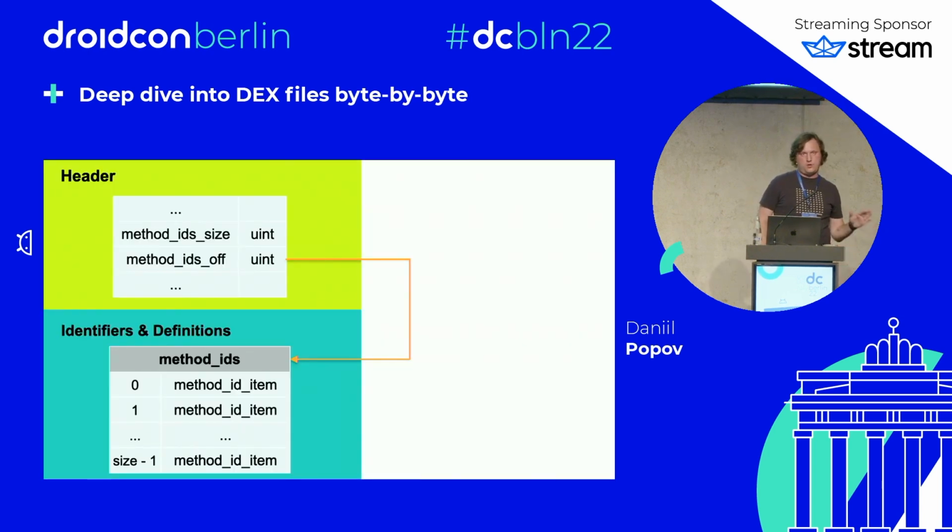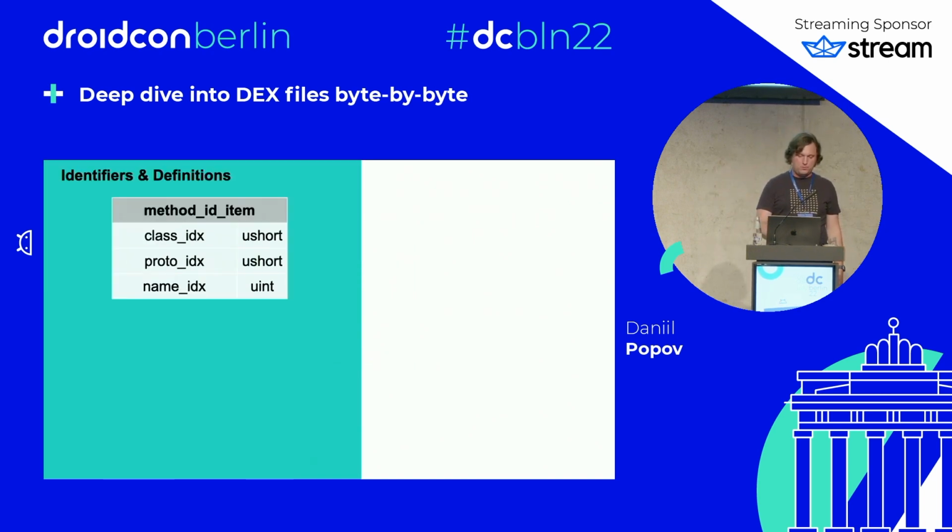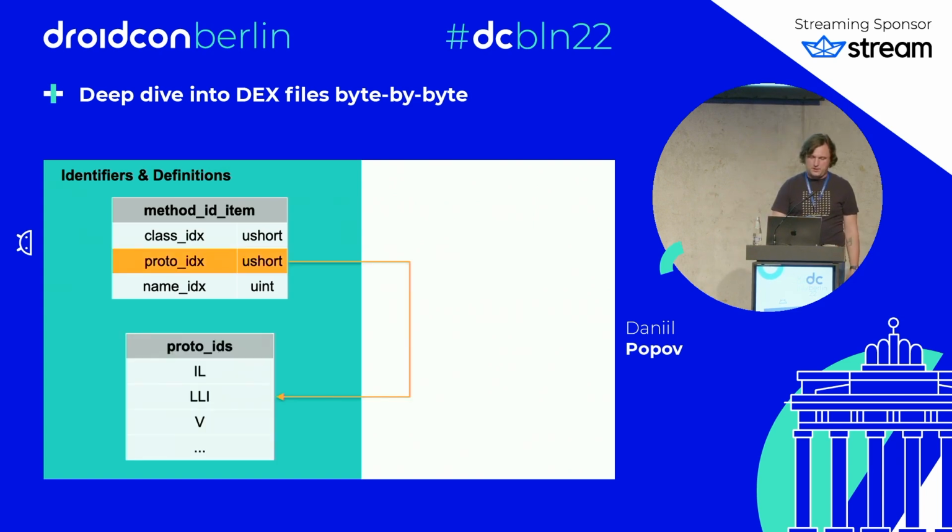And we have methods, and we have fields, and we have methods in class. So the structure here is almost the same. We also have the size and the offset in the header, which points to this table. And you might notice that the structure is almost the same as the corresponding field structure, with only one exception: instead of field type, we have the prototype provided as an index inside the proto IDs table.